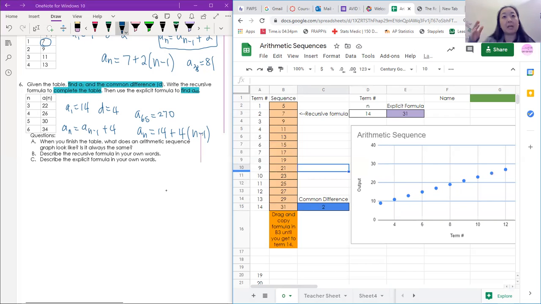Remember, repeated addition is multiplication. So how many times are we going to add 4? 7 times. That's what we would do. All right, so that's the meaning of that.